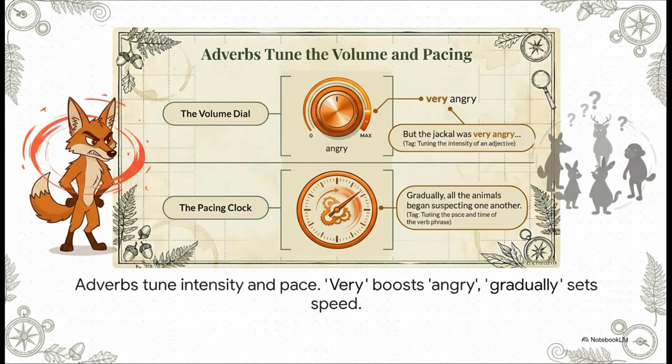Adverbs, on the other hand, modify other words. They tell us how or when or to what degree something happened. For example, the jackal wasn't just angry, he was very angry. That turns the volume way up. And the animals didn't become suspicious all at once. It happened gradually. This sets the pace of the story.